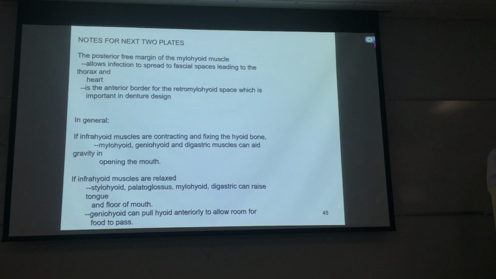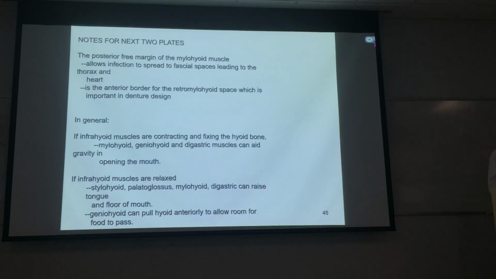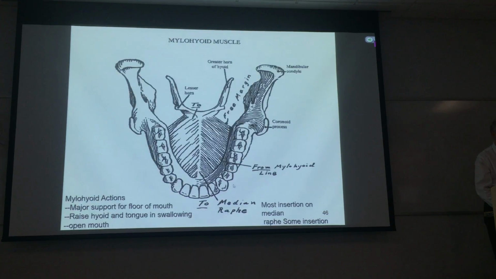So on this slide about mylohyoid, make sure you know about it. All this stuff that's on this slide, I would make sure that you know about mylohyoid and the infrahyoid muscles as well. So read through the slide, know the slide. It was the slide about mylohyoid, and it says notes for next two plates. Slide 40, it's got 45 written on it. There you go. See, this says 46.